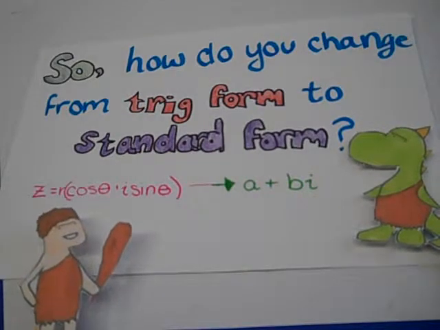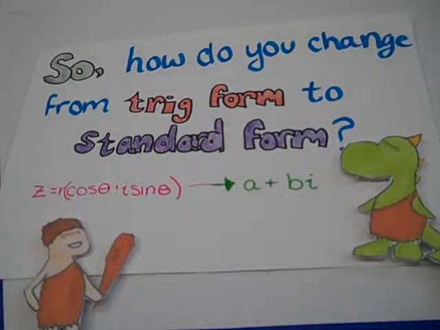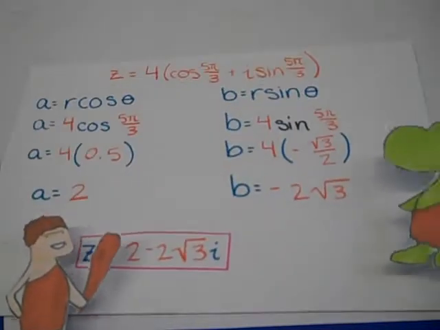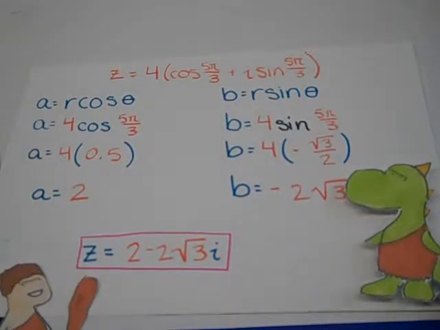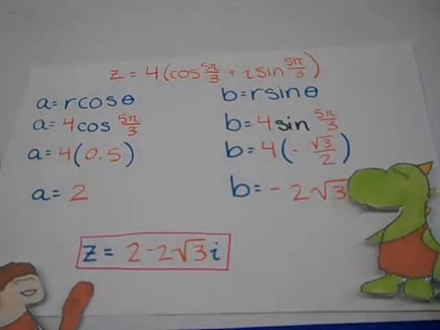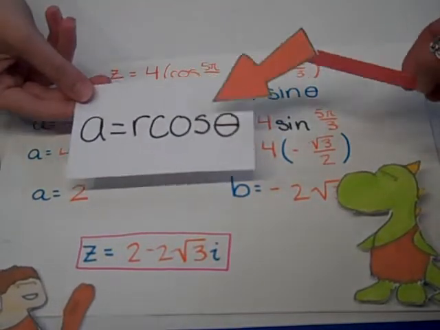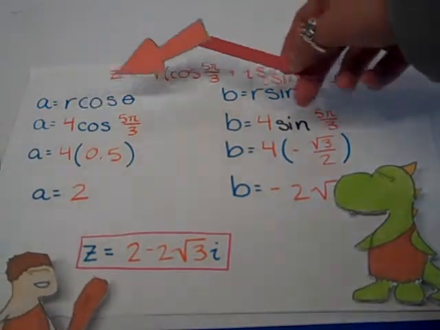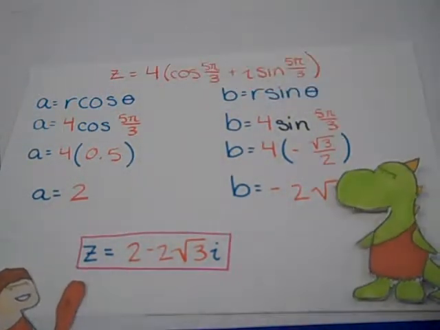Now let's do it the other way around. Let's convert the trig form back to standard form. We'll reuse the equation z equals 4 cis 5 pi over 3. To find a, we just use the formula a equals r cosine theta. You plug in 4 for r and 5 pi over 3 for theta, and after solving, we see that a is equal to 2.